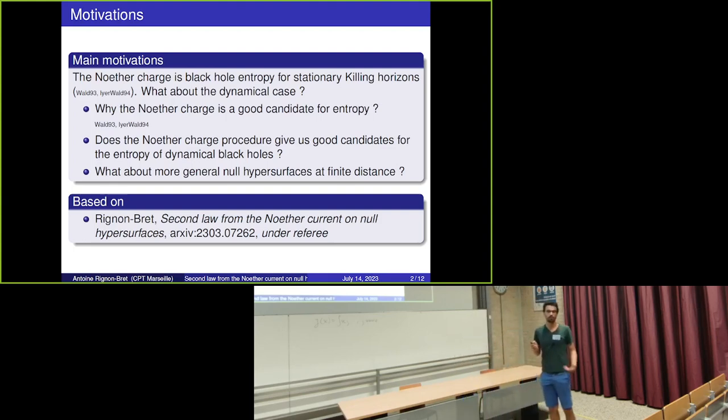Also, you know that you can compute the Noether charge on very general null hypersurfaces. And these Noether charges satisfy similar properties as the entropy.